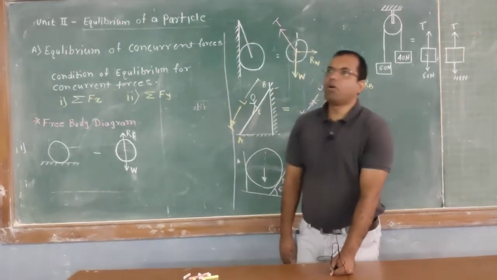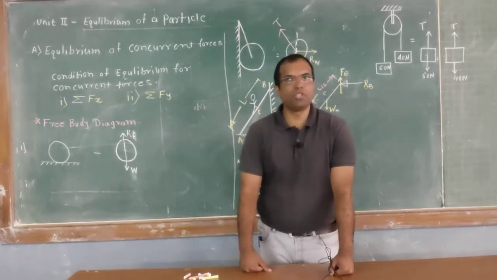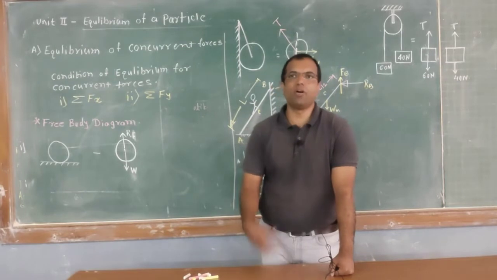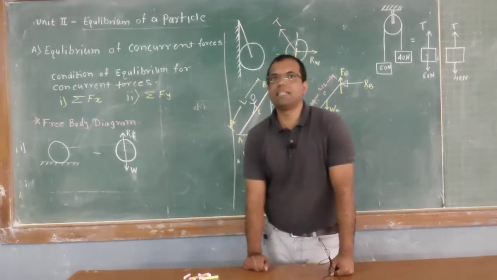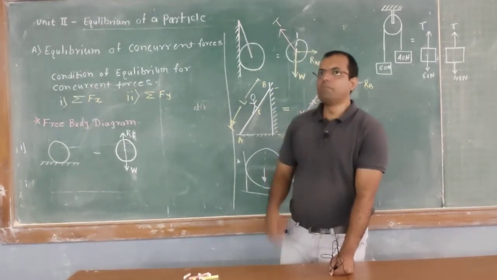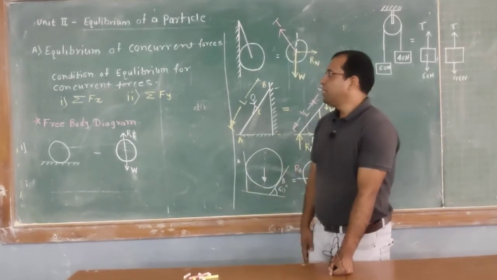If there are n number of forces, and we add all these forces algebraically by summation of F of x and summation of F of y, and after that you find the resultant, if the resultant comes out to be zero, then we can say that the system is in equilibrium. So the net effect of all the forces in that case is zero, and the system is in equilibrium.